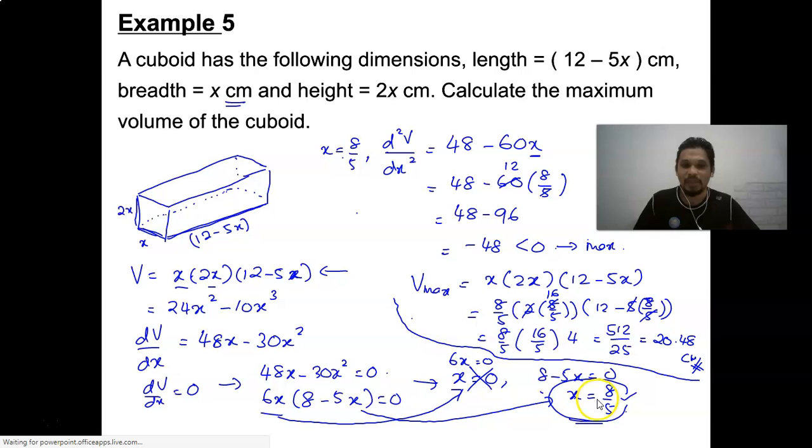Then we substitute the value of x we get here into the equation of volume, because we have decided that this is the maximum from this equation. Then we substitute to find the value of V, the volume, which is 20.48 centimeter cube. V has the unit of centimeter cube, and x is 8 over 5 centimeter.